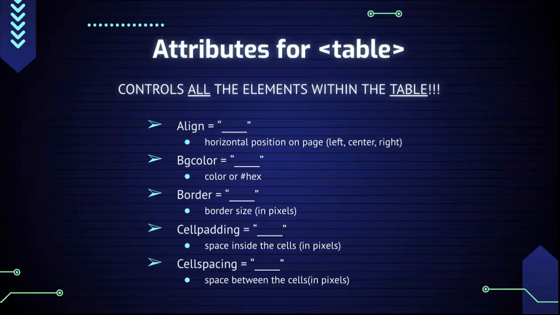Adding a border just affects the size of the border, so you can ignore it, in which case the border would be invisible or blend in with the background. The cell padding adds space inside each cell, and the cell spacing adds space between each cell.